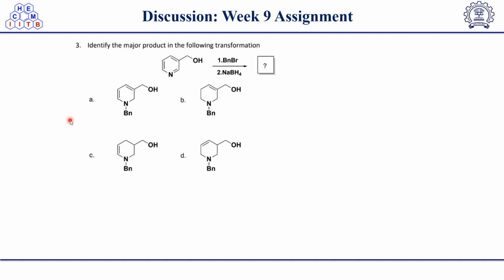Then the next question is identify the major product in the following transformation. That is this particular compound on treatment with this benzyl bromide in the first step and in the second step with NaBH4, which will be the major product in this reaction.